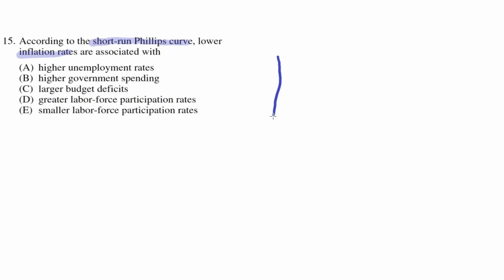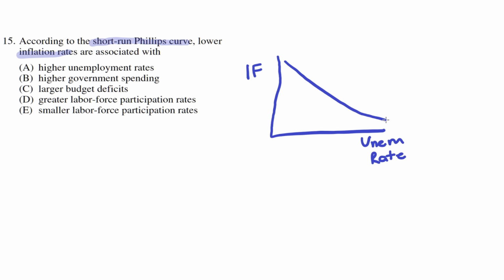The Phillips curve looks like the following, where the x-axis represents the unemployment rate, and the y-axis represents the inflation rate, which we'll abbreviate as IF. And the curve looks like the following, where there is a downward sloping curve, which represents the short-run Phillips curve, or SRPC, and a vertical curve to represent the long-run Phillips curve, or the absence of a relationship between unemployment rate and inflation in the long run.